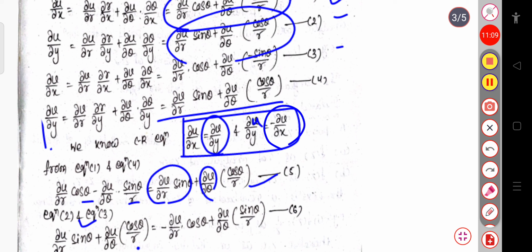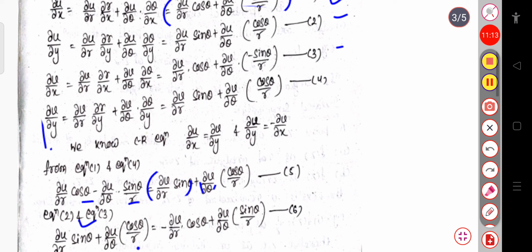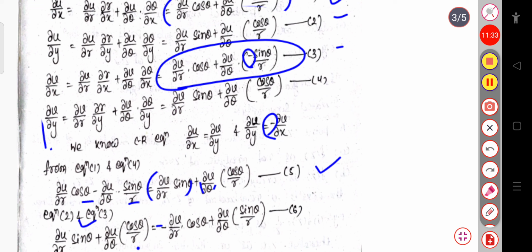You can see that minus ∂v/∂x is ∂v/∂r cosine theta. Here we have to put the minus sign because this is minus ∂v/∂x. So minus ∂v/∂r into cosine theta, and this minus minus becomes plus ∂v/∂theta into sin theta by r. So we will get the two equations, equation 5 and 6.